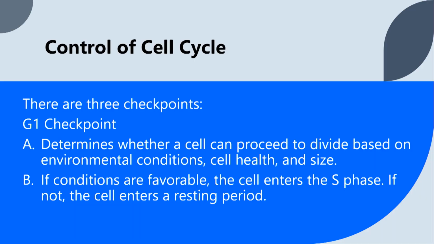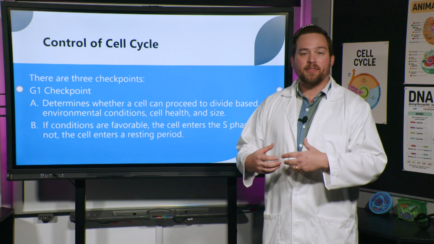The first checkpoint is during the G1 phase. The G1 phase is the first part of interphase. So this is like the very beginning of the cell cycle. In this checkpoint, we're going to determine if a cell can proceed to divide. And it's going to look at things like environmental condition, cell health, and size. Okay? If the conditions for a cell are not favorable to divide, it'll just stay in this kind of resting state. Okay? So we want to make sure that the cell has plenty of nutrients and that it's healthy.